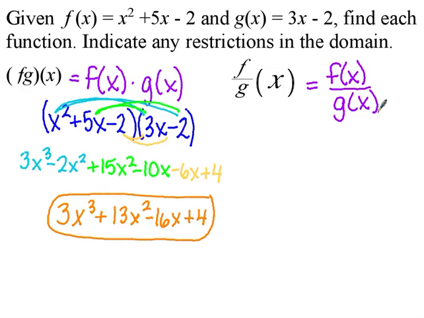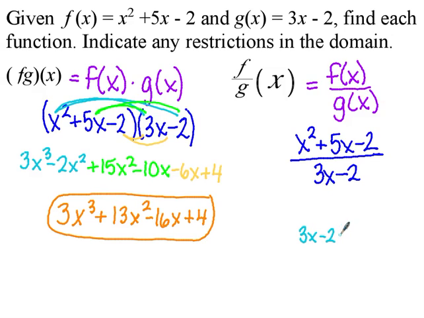So I know that f of x is x squared plus 5x minus 2. G of x is 3x minus 2. Now notice I have division, so now I need to restrict the domain. To restrict the domain, what am I going to do with the 3x minus 2? Set it equal to 0.